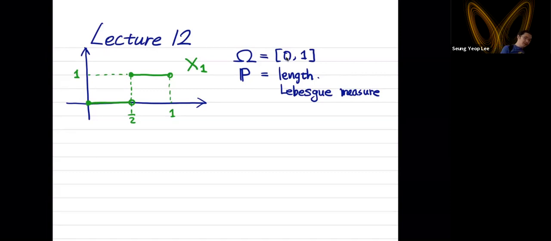Okay, then what is the sigma algebra generated by x1? The sigma algebra contains, of course, the null set, nothing, and the full set, which is 0 to 1, and what? The pre-images of x1, all the pre-images of x1. What are the pre-images of x1?